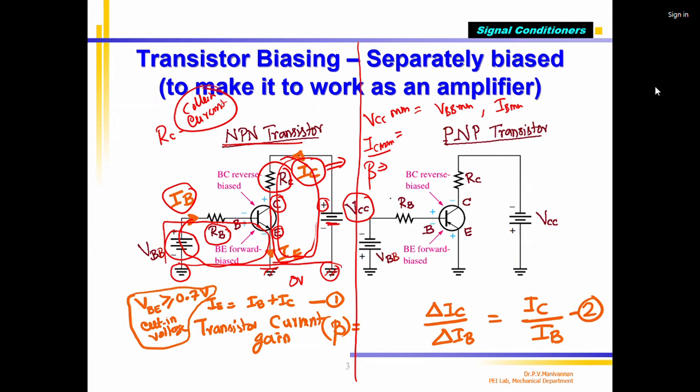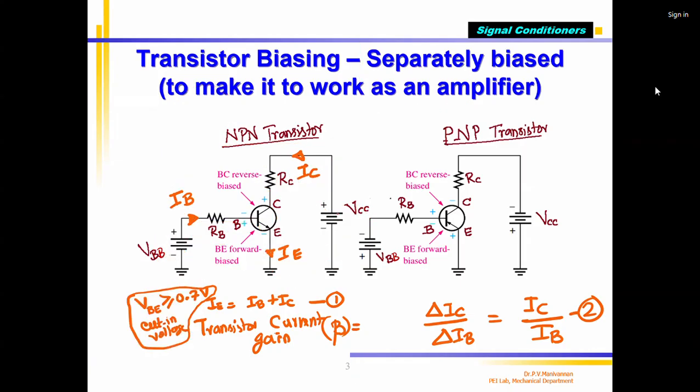So there are two power supplies needed. One is for biasing the base, the other one is for biasing the collector. How should it be connected for an NPN transistor? There is one power supply, the plus of VCC, which will be connected to the collector through RC.